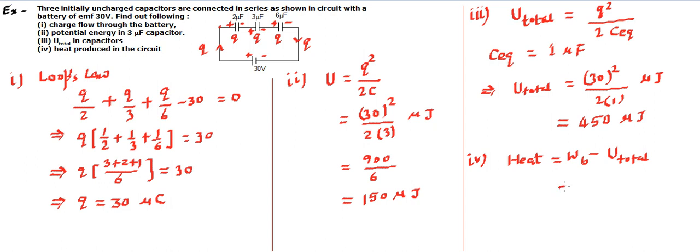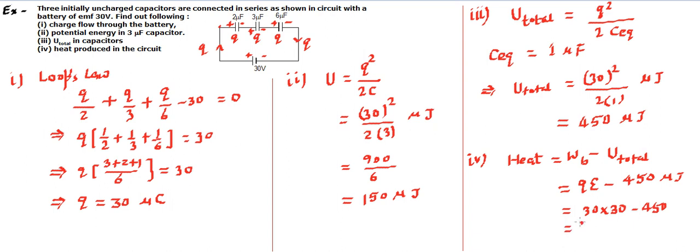Or we can calculate it, because we know the formula for the work done by a battery. What is the work done by a battery? It's Q into the EMF of the battery. And what is U total? U total we have already talked about, it's 450 microjoule. Now how much charge did the battery supply? That charge we calculated was 30 microcoulomb, into the EMF, 30 volt, so that's in microjoule again, minus 450, and the answer is in microjoule.